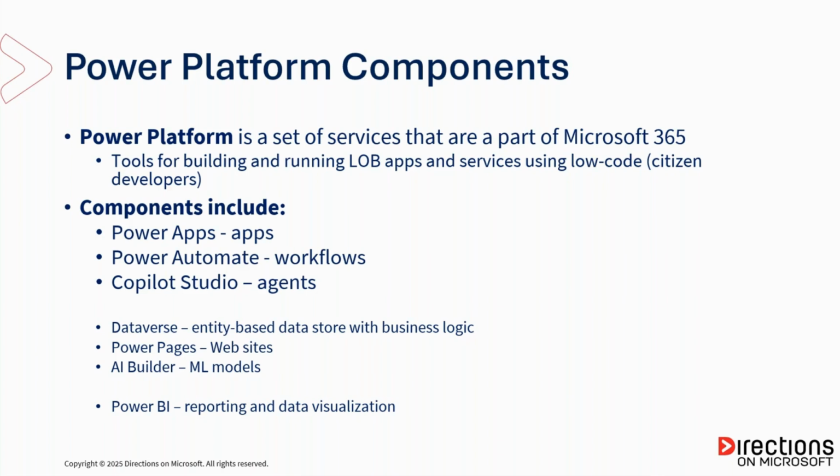I list Power Platform components here, with the first three a bit larger since those are the ones I'll be focusing on today. Power Apps is a service for creating line of business apps. And Power Automate is a service for creating line of business workflows. Copilot Studio is a service for creating intelligent agents that assist users via natural language interactions. And these agents can use AI and integrate with Microsoft 365 Copilot.